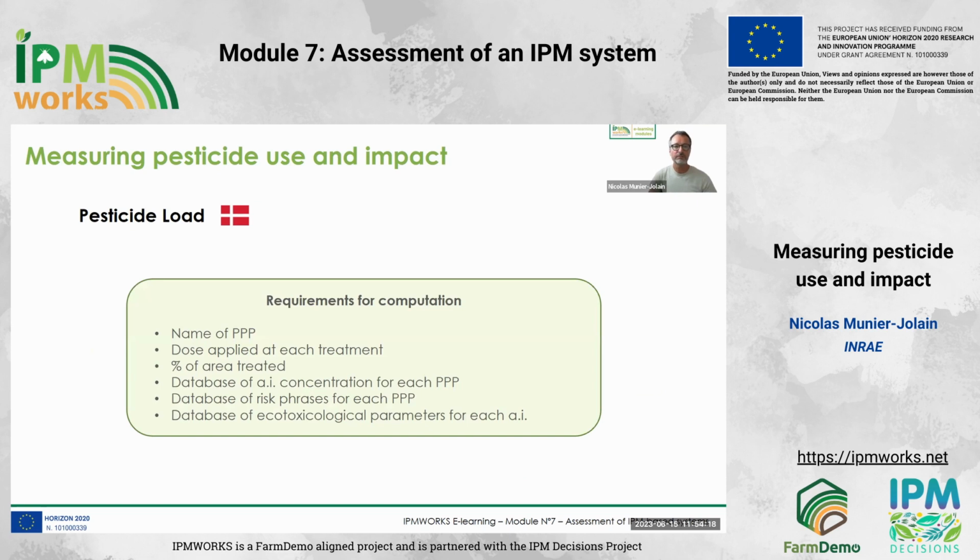To compute this pesticide load indicator, you need the name of plant protection products, the dose applied at each treatment, and the percentage of area treated. You need the database of active ingredient concentration for each pesticide. You need the database of risk phrases, and you need a database of all the ecotoxicological parameters for each active ingredient.